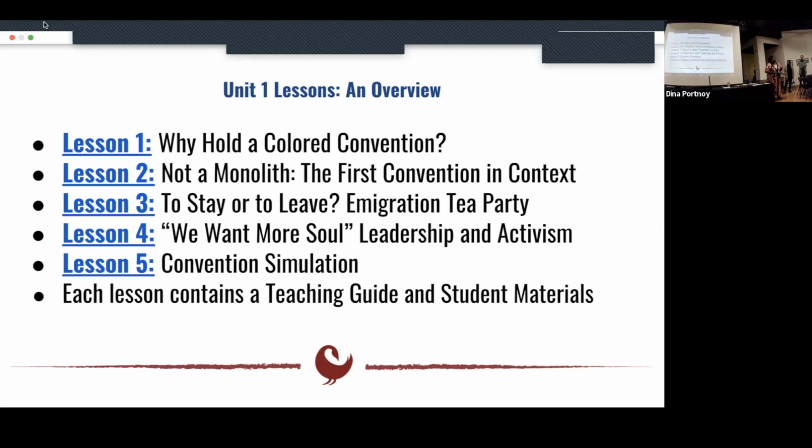And those two things are not the same thing. So what does it take not only to be a leader or an activist? We also ask students, what does that mean for you? What's your role in this? Okay, and then lesson five, we actually do include the instructions for a simulated convention in your own classroom. So that's that first unit.